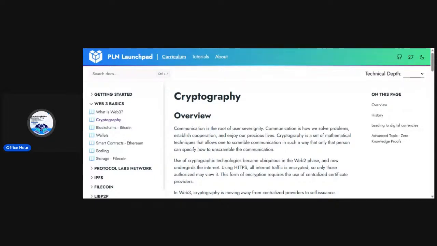So the use of cryptographic technology. Cryptography is a set of mathematical techniques. That's why we said, okay, before we start this stuff, why don't we just wake you guys up with mathematics? Kind of like you guys start opening your algebras and stuff like that. And Faith has been doing wonderfully on that. So cryptography is a set of mathematical techniques that allow one to scramble communication in such a way that only that person can specify how to unscramble the communication.